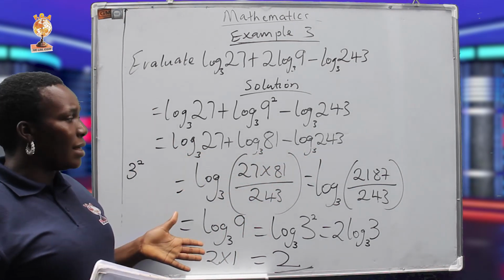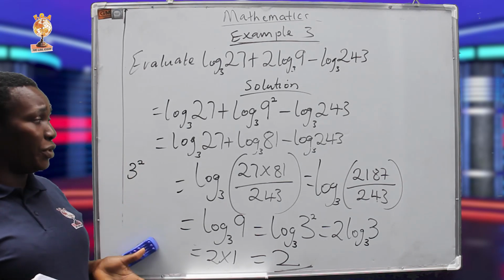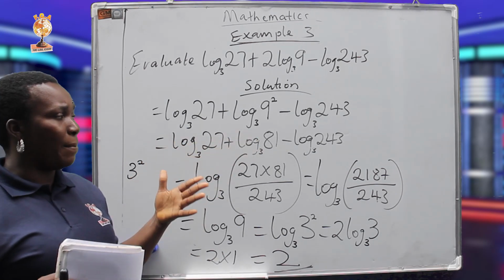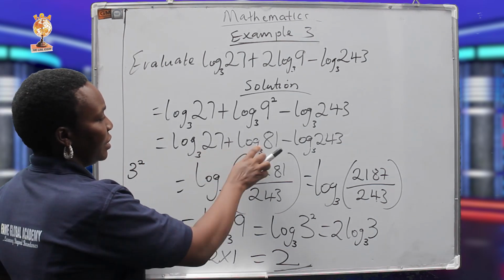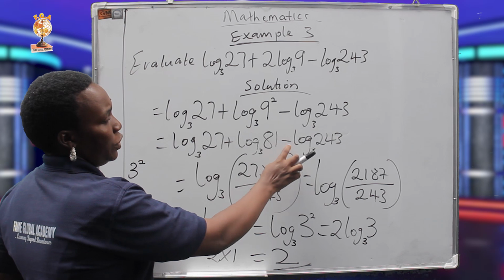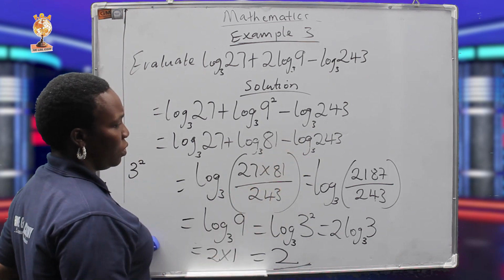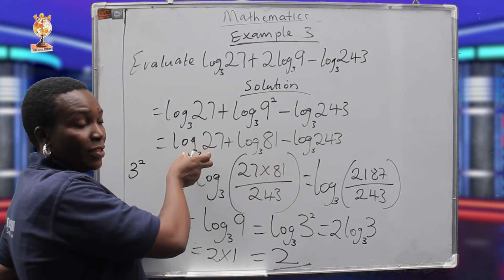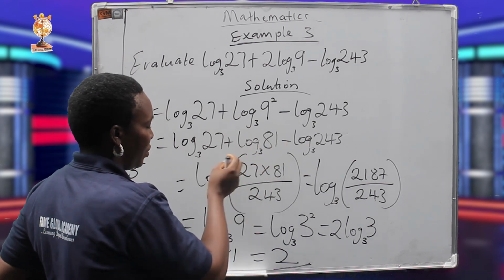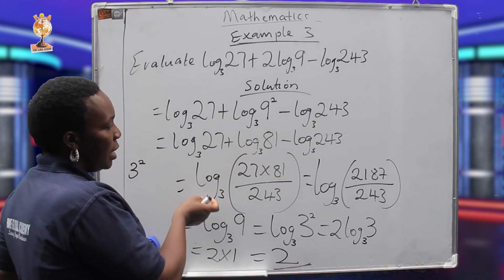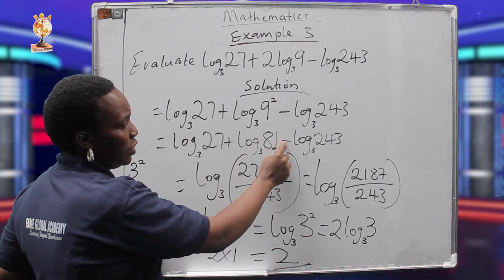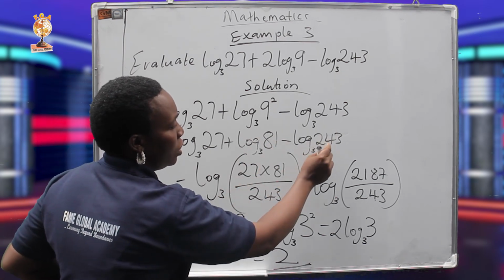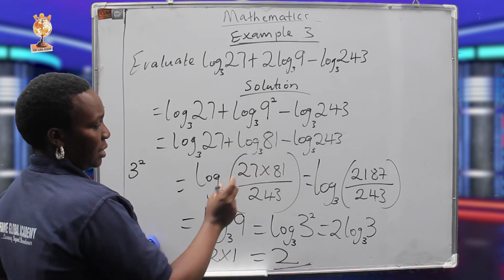So from here now, everything is having their log and their base. There is no power, there is no number at the back of the logarithm. So from here, we can now apply our law. Okay, and our law says that if it is addition, you multiply. If it is subtraction, you divide. So that's what we did here. So long as all of them are base 3, base 3, base 3, you take it as log base 3. Then 27 times 81, that's what you are seeing here. Because of this minus, you have your division 243. And that's exactly what we have here.